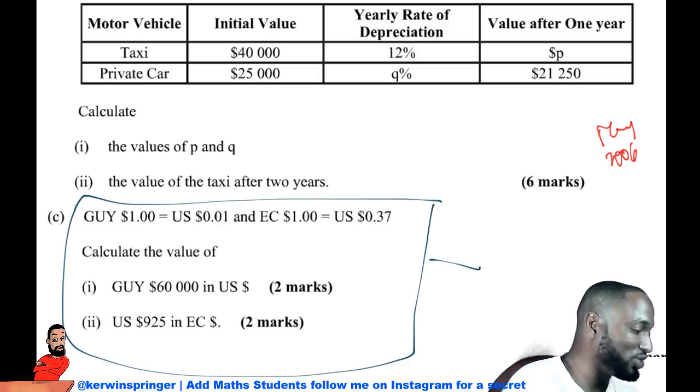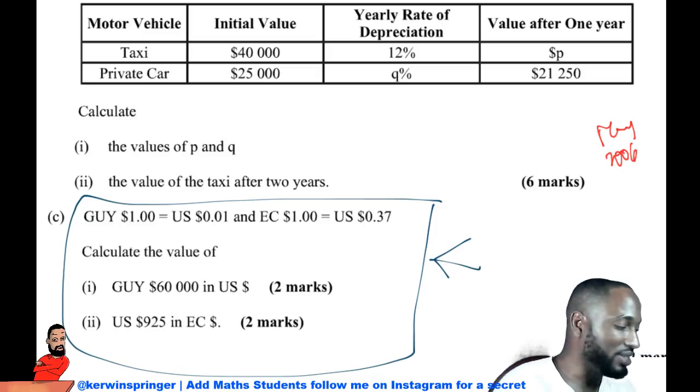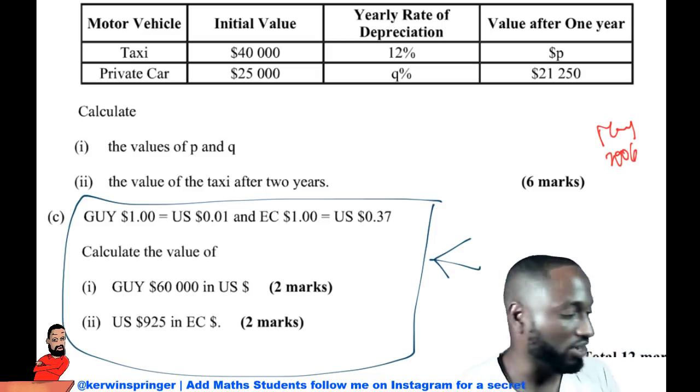This question is just a straight up exchange rate question. Go ahead and rush this question, Alia. Rush it.